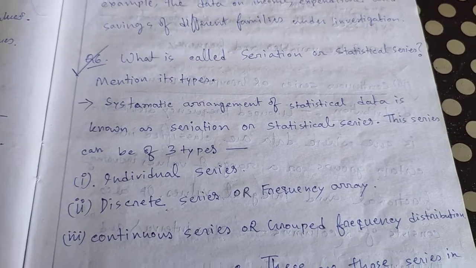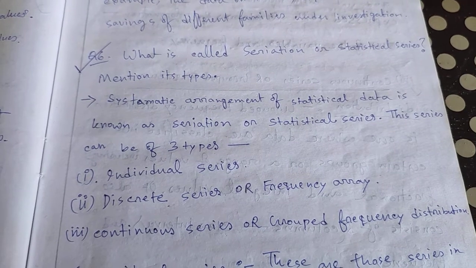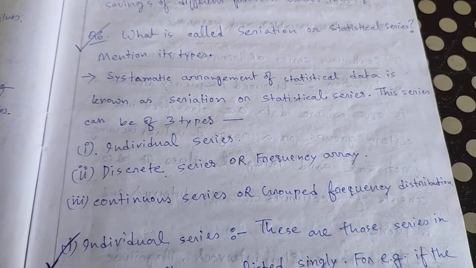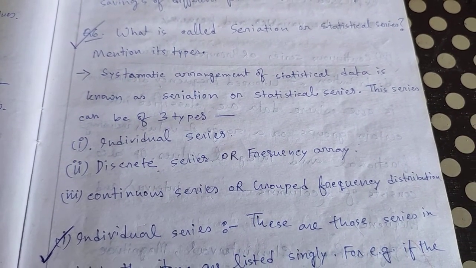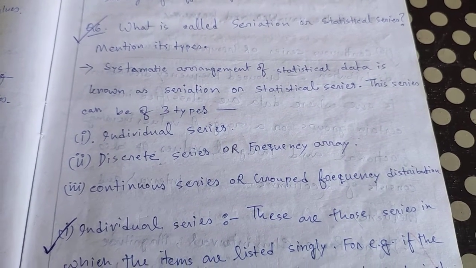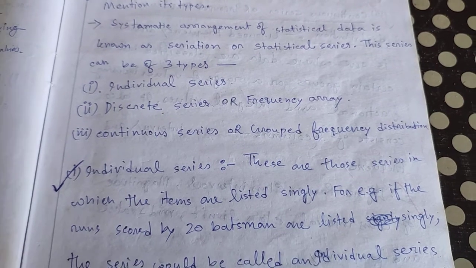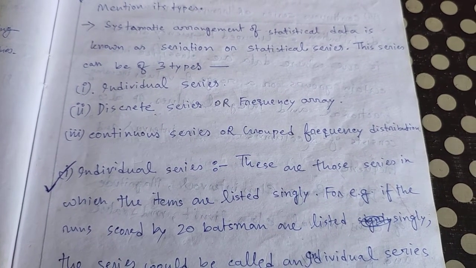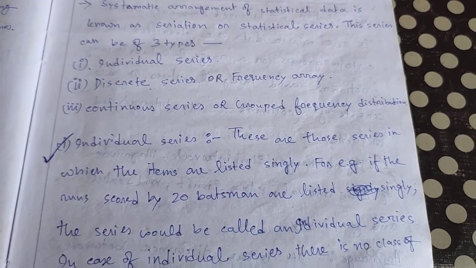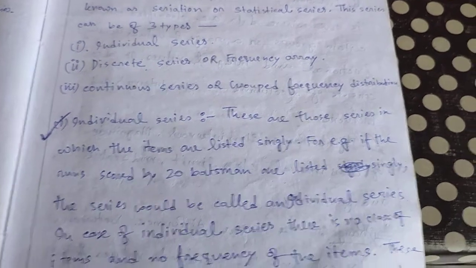Next question দেখো, question number 6, what is called seriation or statistical series? Mention its types. দেখে নাও answer কী, systematic arrangement of statistical data is known as seriation or statistical series. This series can be of three types. Types কী আছে, number 1 individual series, number 2 discrete series or frequency array, number 3 continuous series or grouped frequency distribution. এখন দেখো এগুলির definition.